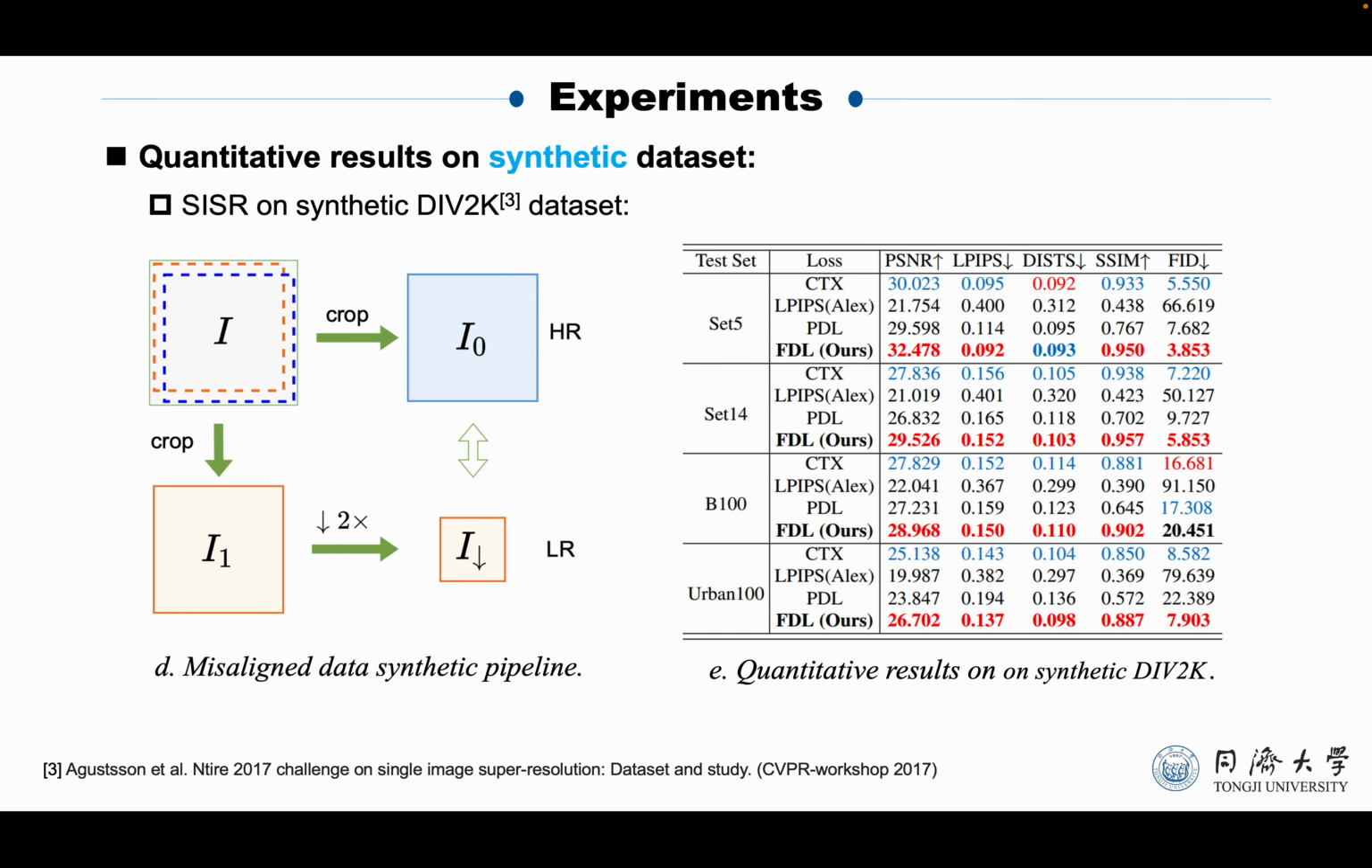To further validate the robustness of our method to significant misalignment, we evaluate our method using a synthetic misaligned dataset. Specifically, for images in the DIV2K dataset, we sample two sub-areas from the image. The distance between those sub-areas is randomly chosen, and the biggest possible distance is up to 24 pixels. And we train a SISR model using the synthetic misaligned DIV2K dataset. The result is shown in this table. The proposed FDL achieves much better performance than previous losses in significantly misaligned situations.